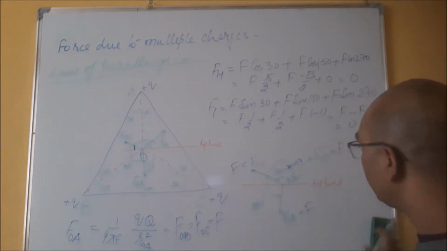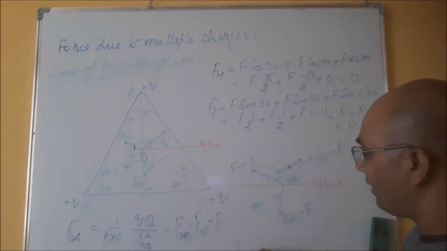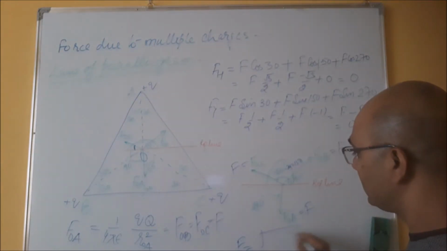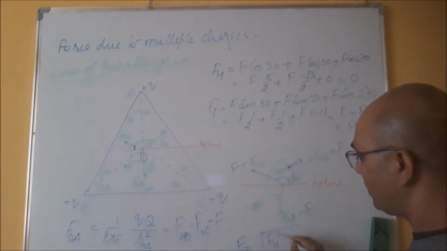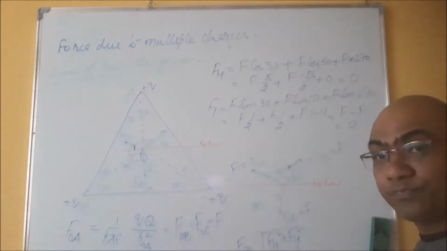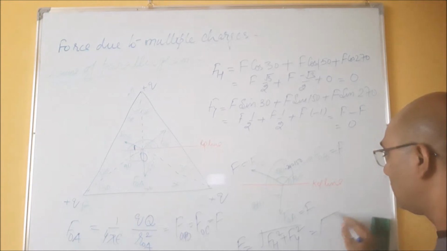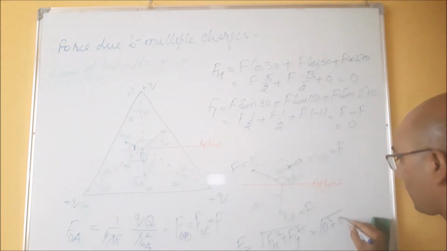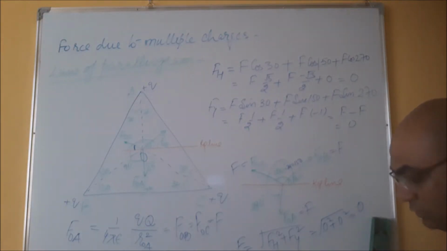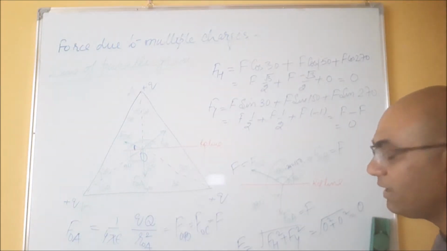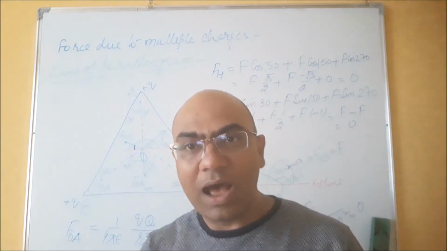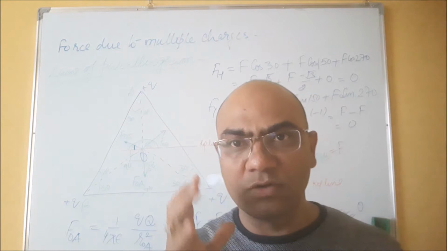And hence what you see here, the total F, which I will find like this, Fh square plus Fy square at point O, will be 0. And what does it mean? It means the answer for this problem is 0.